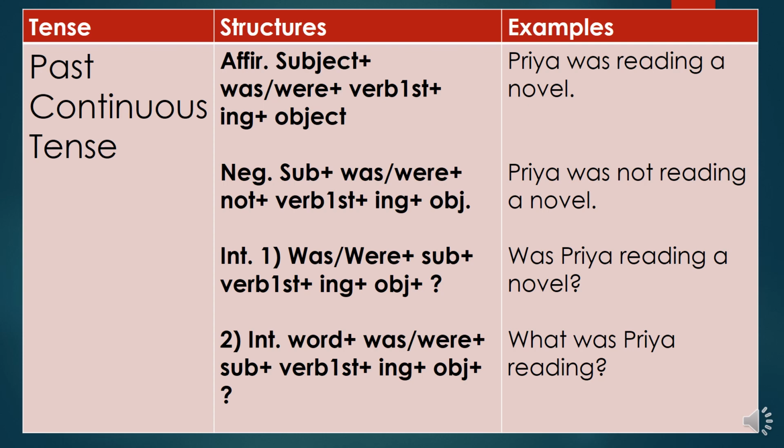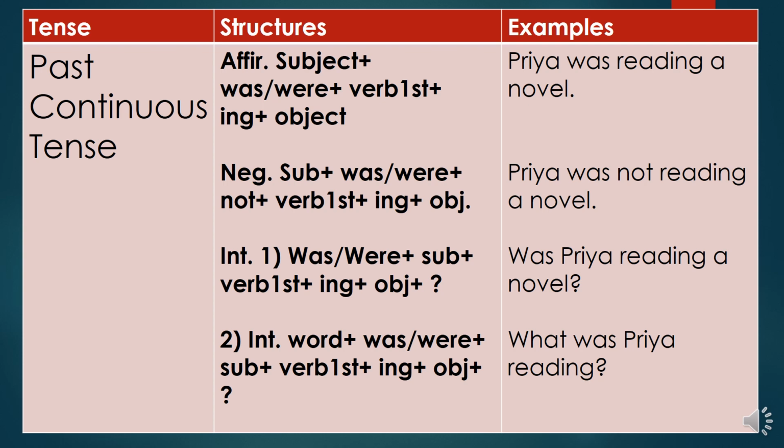The thing that you have to keep in mind, you can make a note of it, is that in the past continuous tense we will always use the first form of the verb. See, Priya was reading a novel: subject plus was plus verb's first form plus ing plus the object. In the negative, the only change is that we put not after was or were. So the subject will come at the front: subject, then was or were, then not, then the first form of the verb plus ing plus object. So, Priya was not reading a novel.